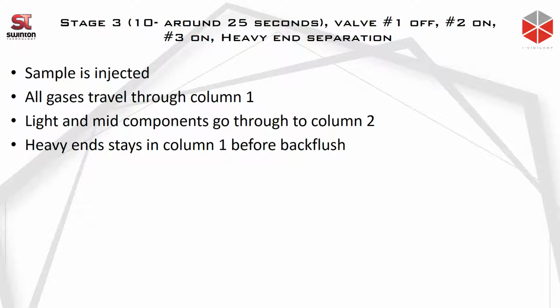On stage 3, what we have is heavy end separation. The sample is already injected into the system, and now all the gases will travel through column 1. At the end of the cycle, we would expect the light and middle components to go through to column 2, while the heavy end stays in column 1 just before backflush. So at the end of the cycle, we have to make sure that all the mid components have gone through to column 2, but none of the heavy component has gone to column 2.